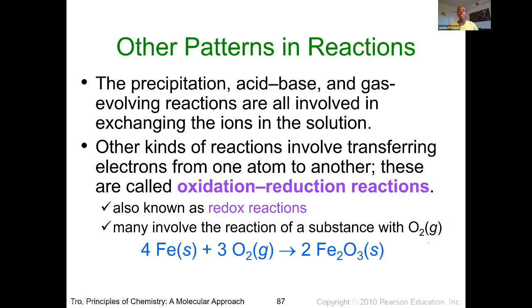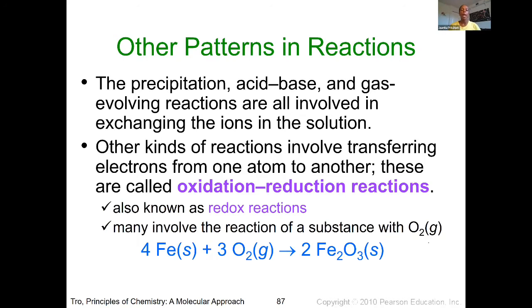In previous videos, we discussed different types of reactions. We learned about precipitation reactions, acid-base reactions, and some gas-evolving reactions. This typically happens when we're exchanging ions in solutions. But there are also other reactions that involve transferring electrons from one atom to another, and these are known as oxidation and reduction reactions, or simply redox reactions.